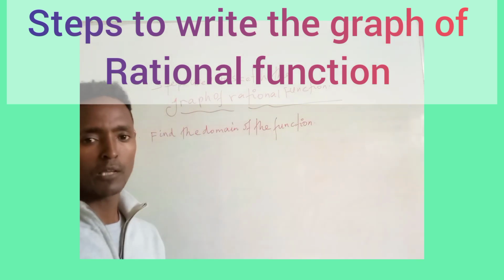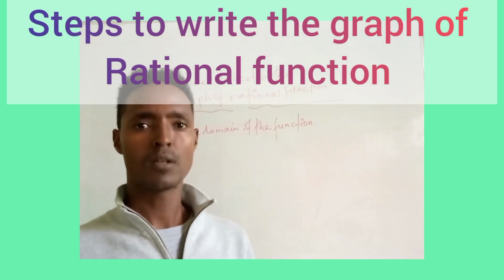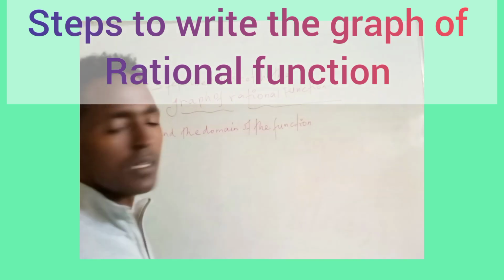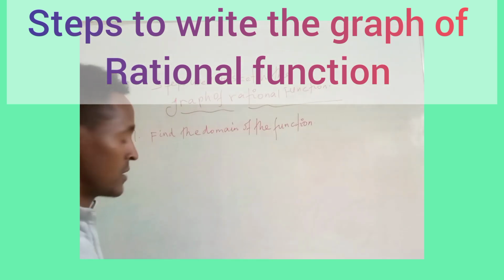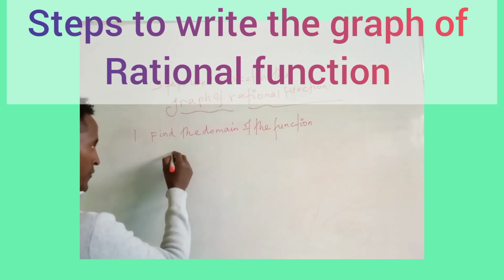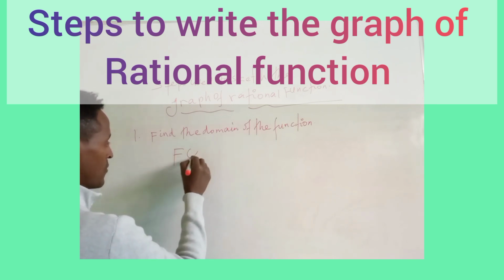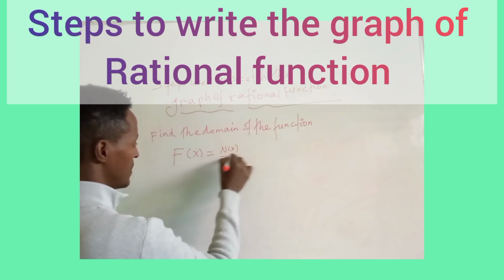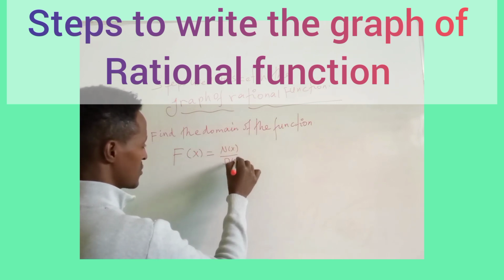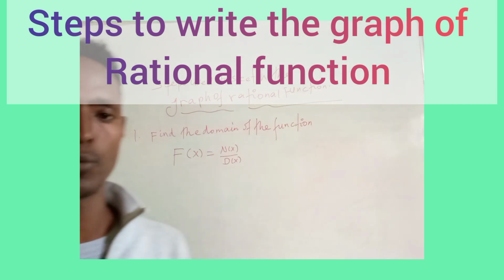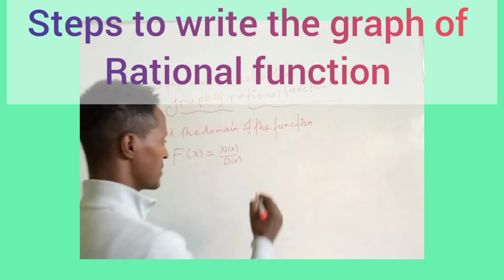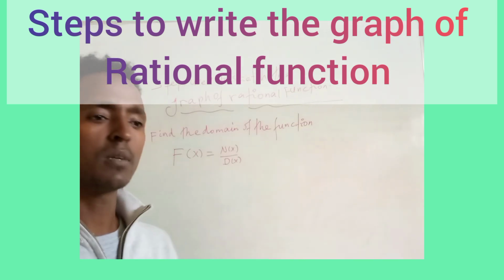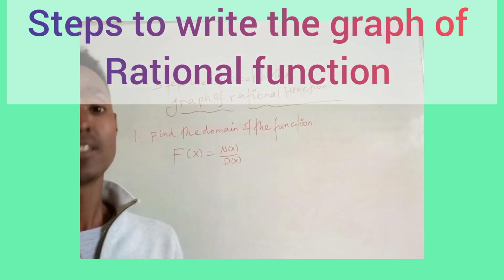So the first step that we should go through in drawing the graph of a rational function is finding the domain. If the function is given in the form f of x is equal to n of x over d of x, how can we find the domain? The domain of a rational function is the set of all real numbers except those numbers that make the denominator 0.